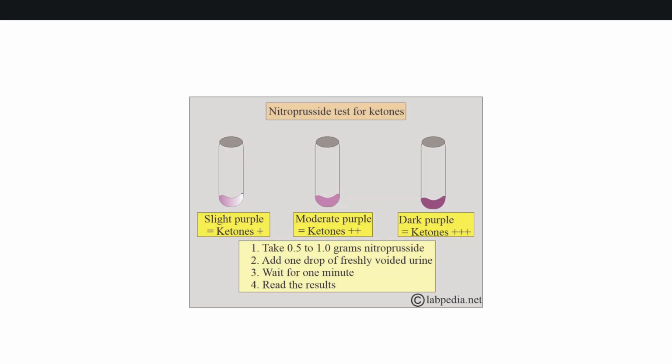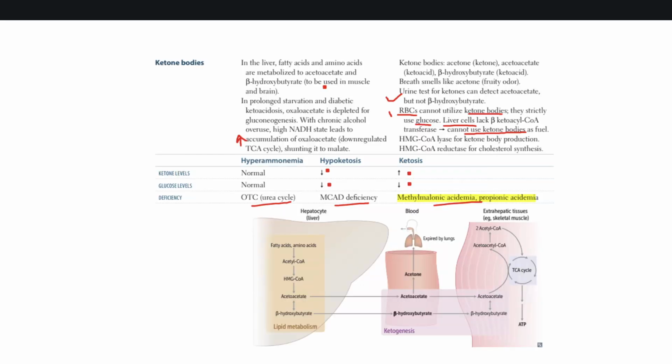If it's very dark, they're going to say ketones 3+ or something, right? That's how the nitroprusside test works. So that's what they're talking about over here. Okay, RBC. Now this is important, right? Who can actually use ketones versus who cannot?